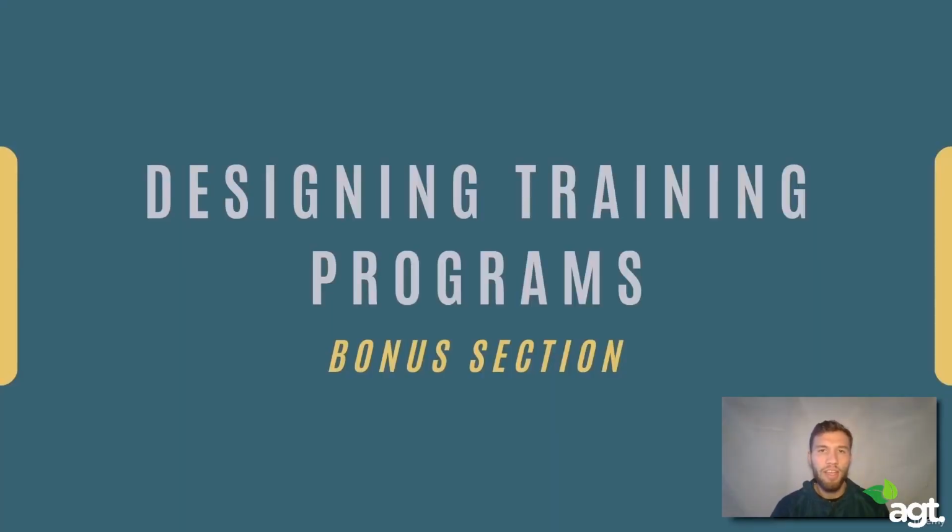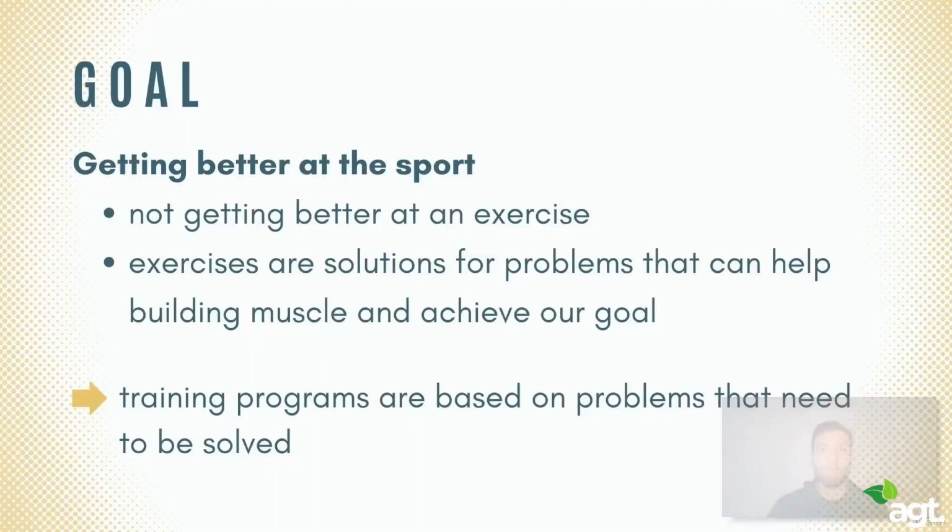What are some important factors when designing individualized training programs for yourself or for your athletes if you're a trainer? The main goal of an individualized training program should be to get better at the sport. Now, this seems pretty obvious, but many people are doing all kinds of exercises and they're doing some squats because they want to improve their vertical jump. Just keep in mind that the goal is not to get better at an exercise, but it is to get better at the sport. Exercises serve as solutions for problems that we have that can help to build muscle and to achieve our goal.